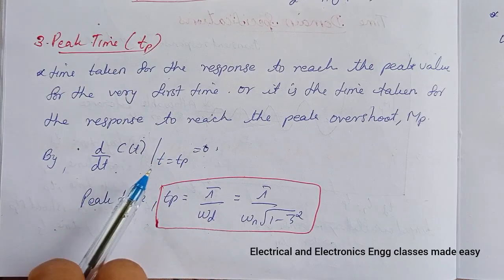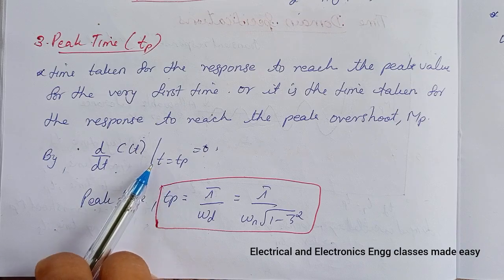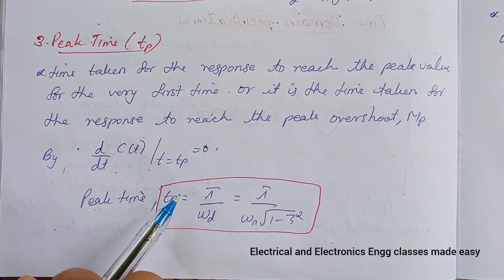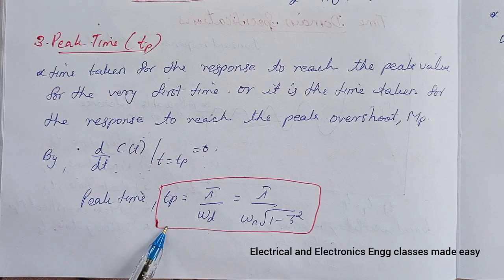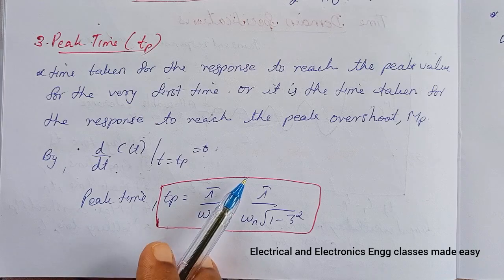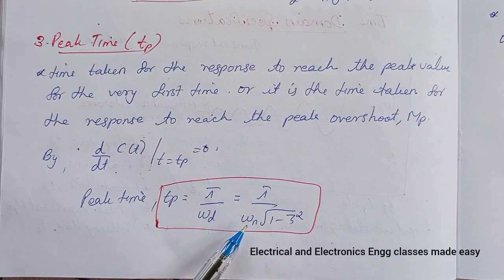So, after differentiating and equating to 0, we get Tp. The peak time Tp is equal to pi divided by omega d, and omega d is omega n into square root of 1 minus zeta square.